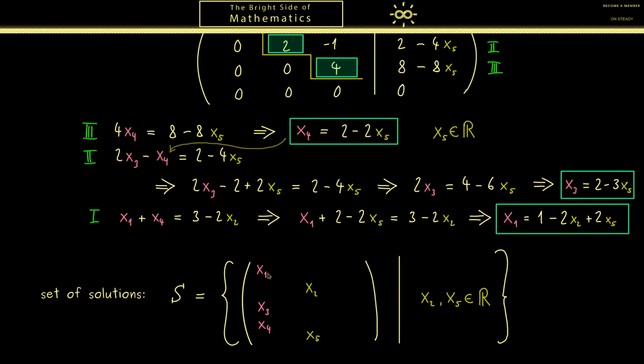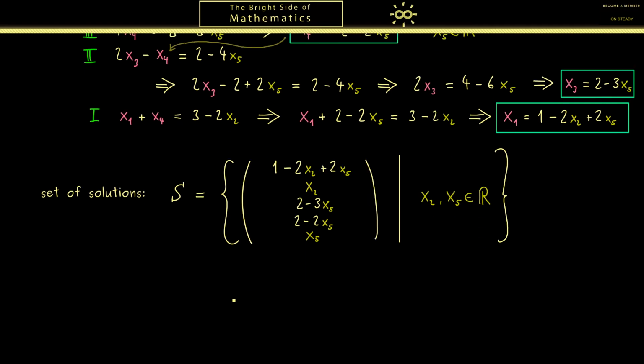This means we don't touch the free variables, but we change all the leading variables here. So first, we know x1 is given by 1 minus 2x2 plus 2x5. And then x3 is given by 2 minus 3x5. And then finally for x4 we have 2 minus 2x5. Okay, there we have it. This is the set of solutions for our system of linear equations.